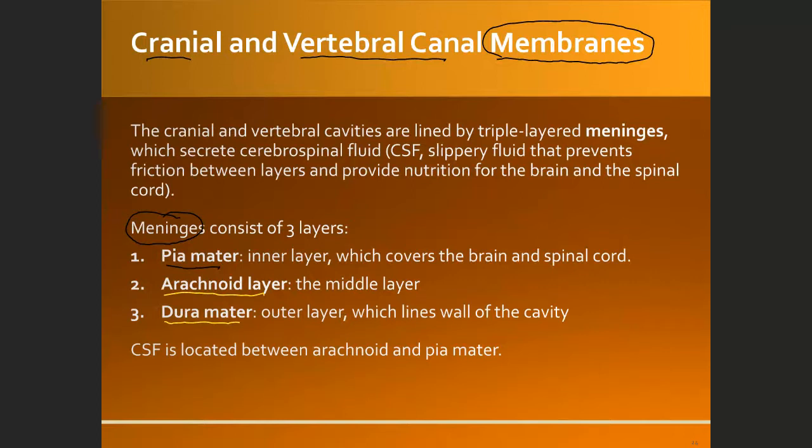Between the pia mater and the arachnoid layer, there is a space that has liquid in it. That liquid is called the CSF, cerebrospinal fluid. It's located between the arachnoid and pia mater. This liquid is very important to protect the brain and the spinal cord, and also to bring nutrients to the brain and the spinal cord.